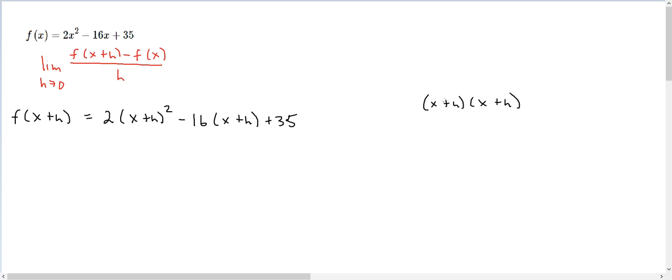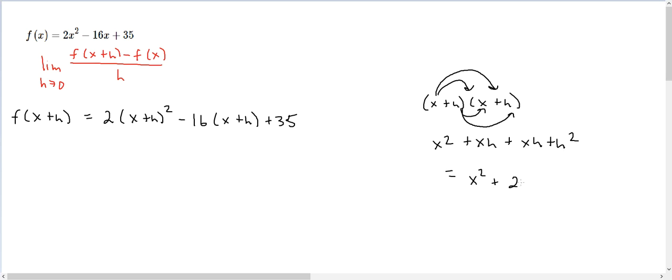This is the same thing as saying x plus h quantity squared, because I'm multiplying two x plus h's together. If we FOIL this, our first terms together are x squared. Our outer terms together are xh. Our inner terms are xh again. And our last terms are h squared. So this is going to be x squared plus 2xh plus h squared.